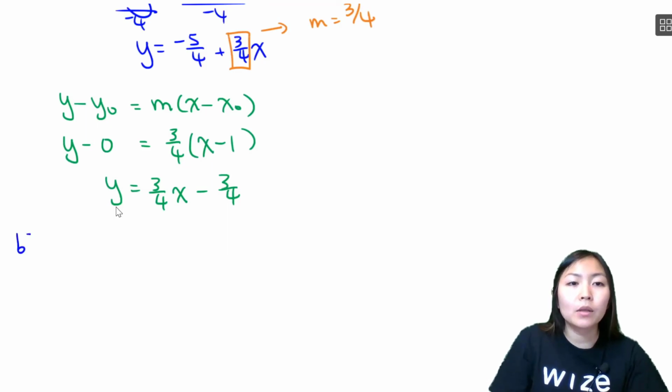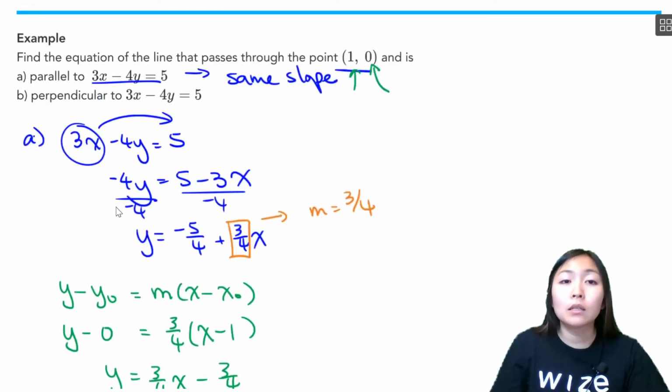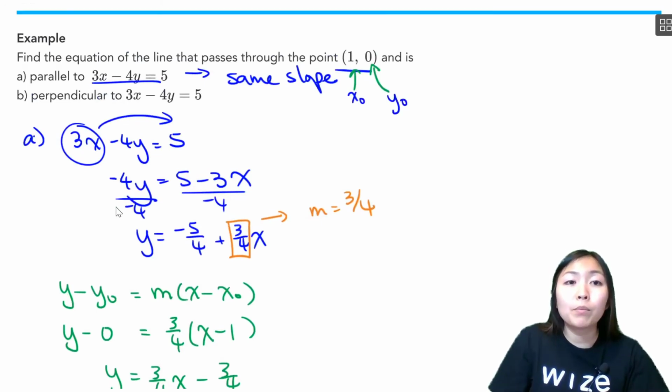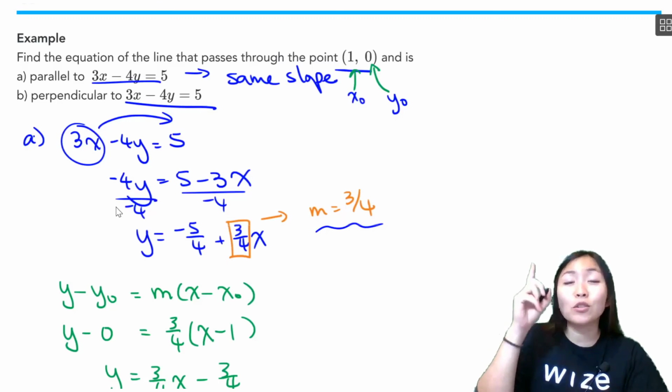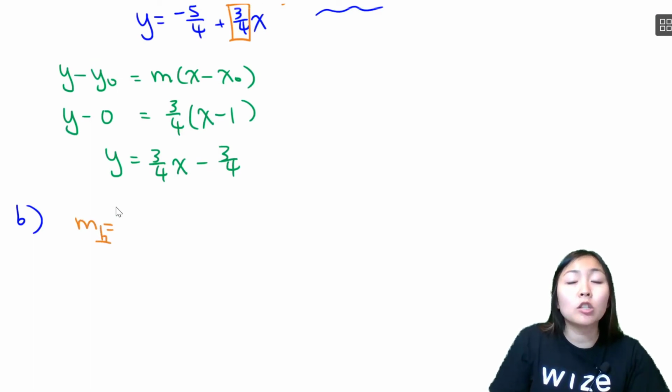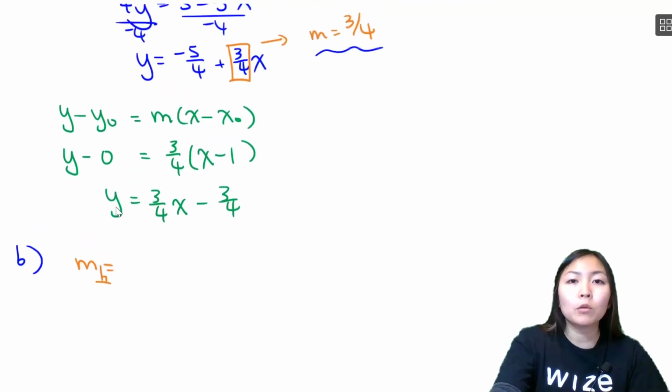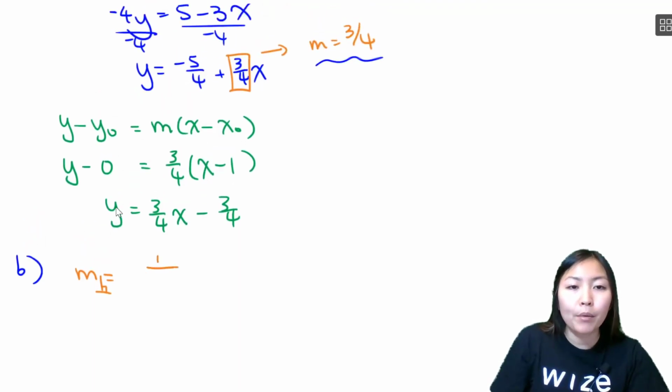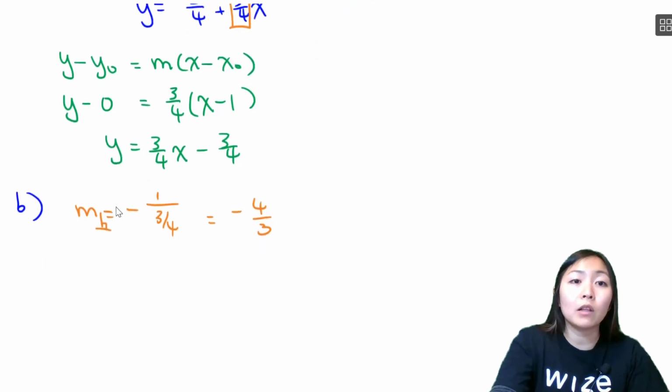Part B, let's see what they're asking. We want the line, again, to pass through this point (1, 0), but we want it to be perpendicular to the line this time. If it's perpendicular, what do we know about the slopes? Ding, ding, ding, we want our slope to be perpendicular, meaning it's going to be the negative reciprocal. I'm going to take my slope and put 1 over that, and make it negative since it's positive to start off. So negative 4/3 is the slope of the line that we want.